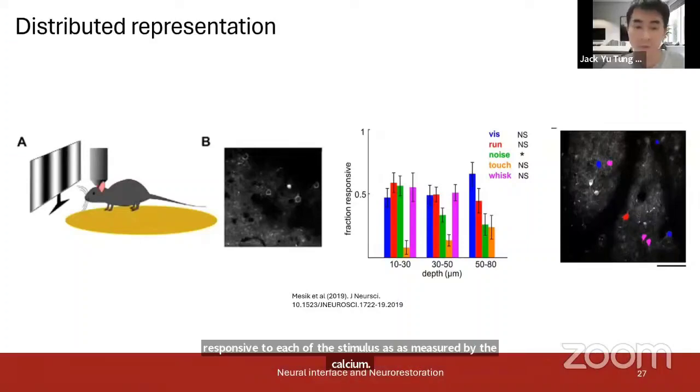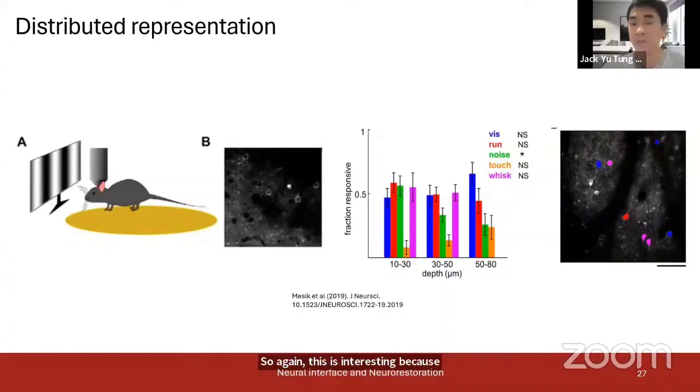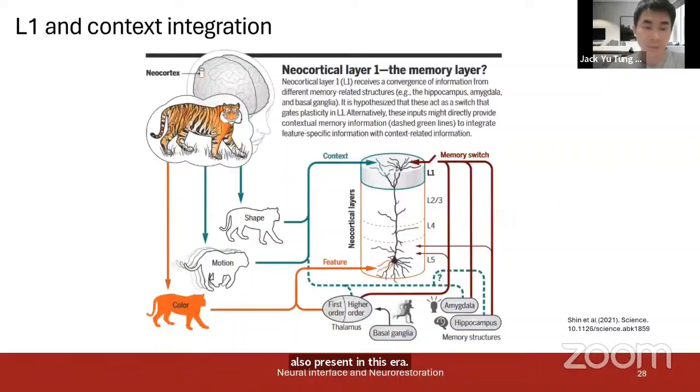So again, this is interesting because this challenges the idea that the visual cortex is just for visual processing, when in fact a great deal of contextual information is also present in this area, and specifically in layer 1 neurons, with direct evidence showing this. And indeed, it has been proposed, fairly recently as well, that layer 1 plays a central role in the integration of convergent information from different memory-related structures, such as the hippocampus and the amygdala, as well as from sensory areas of the cortex. So these inputs in turn guide local plasticity in the cortex.